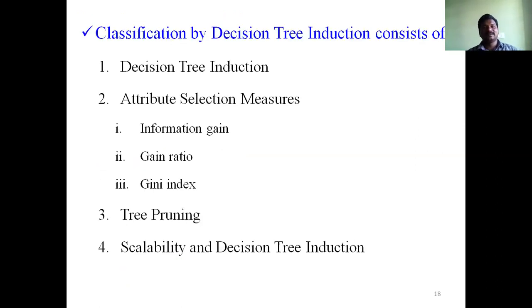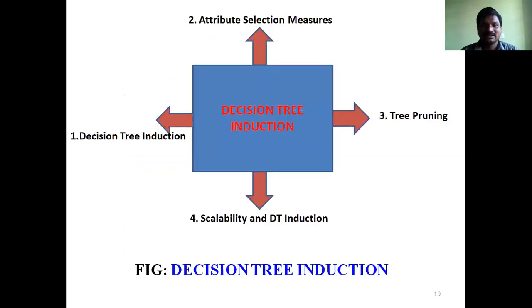Classification by decision tree induction consists of decision tree induction, and second, attribute selection measures. In the attribute selection methods there are information gain, gain ratio, and Gini index. Then there are tree pruning methods, and scalability in decision tree induction.